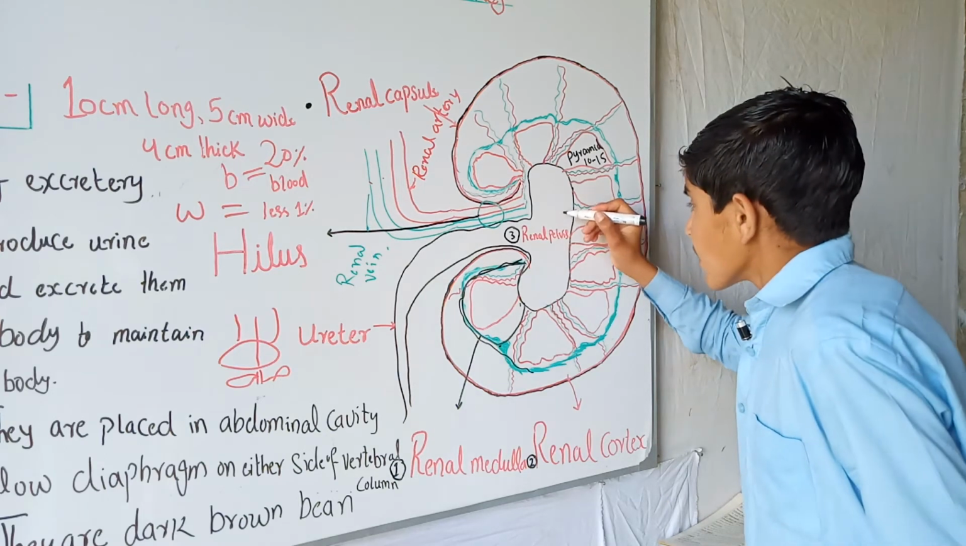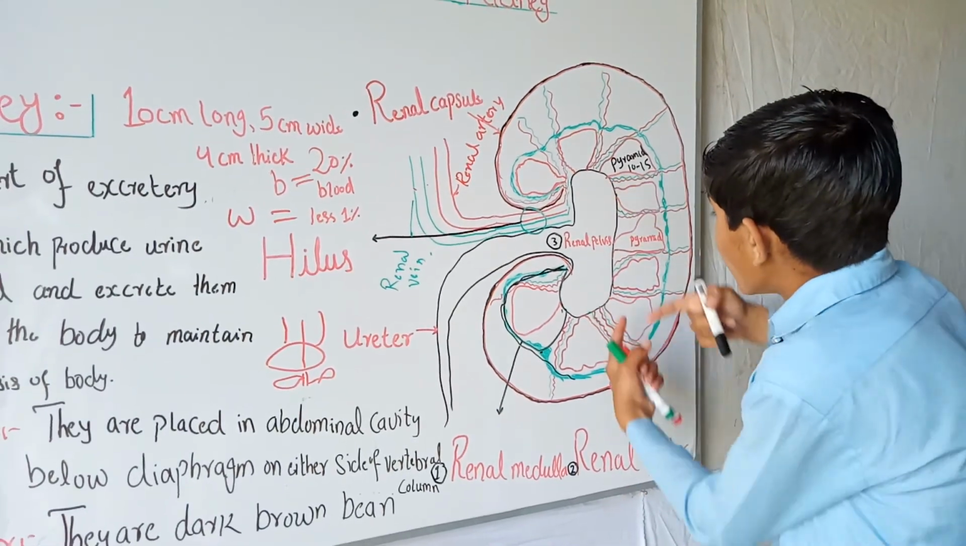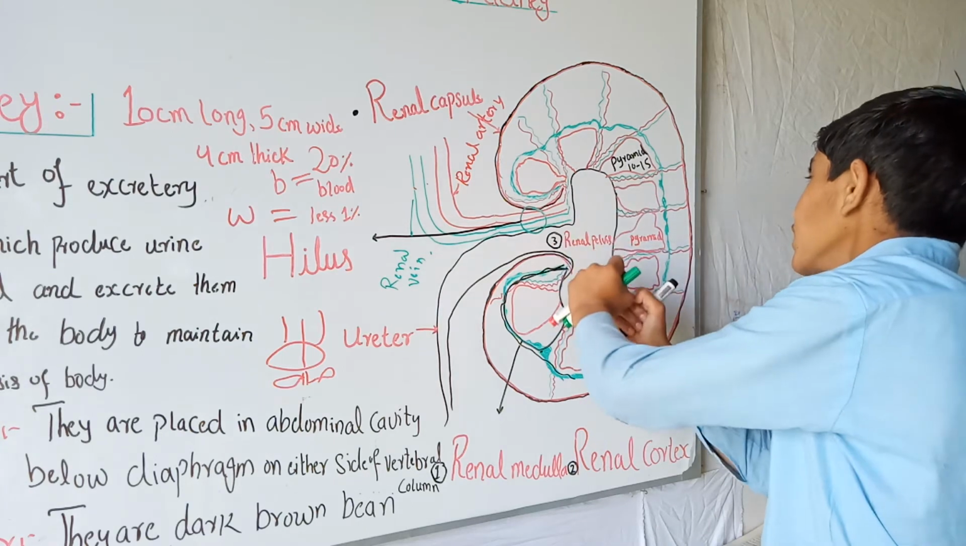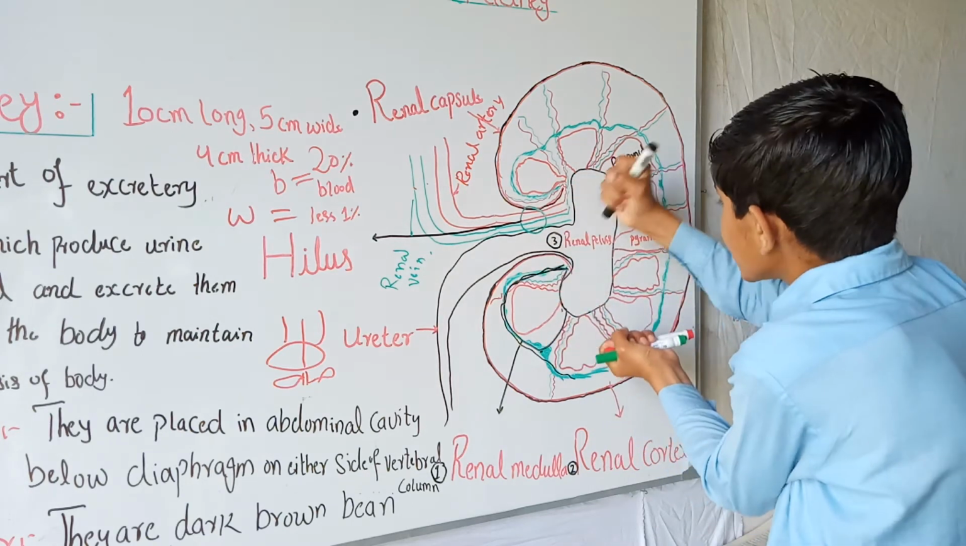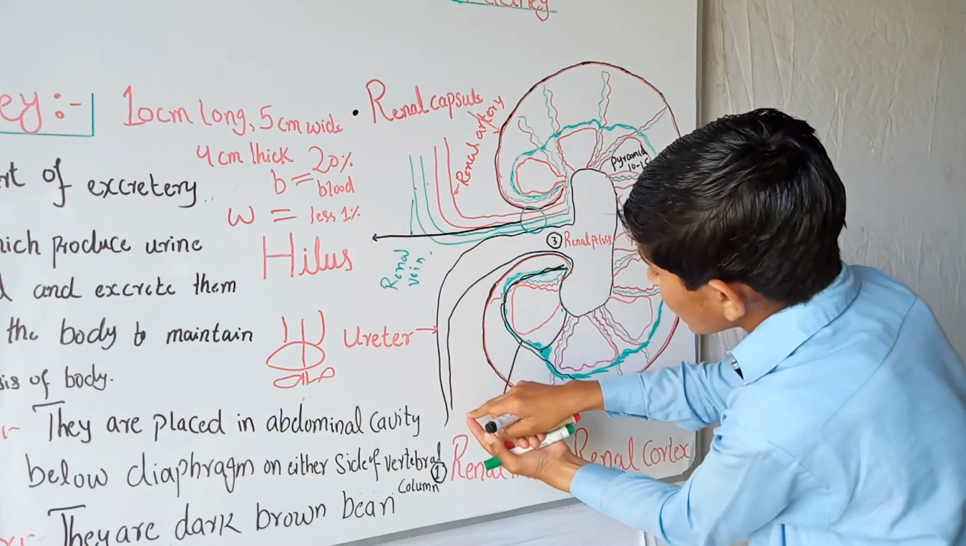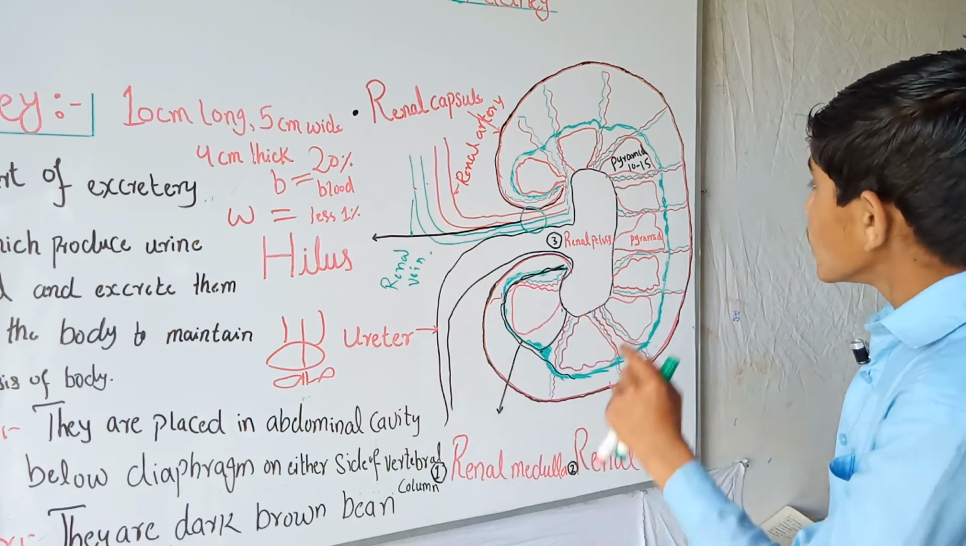Now, the function of the renal pelvis is that it is the area where the toxic material from all over the kidney is collected, and then the renal pelvis sends it lower to the urinary bladder through the ureter.